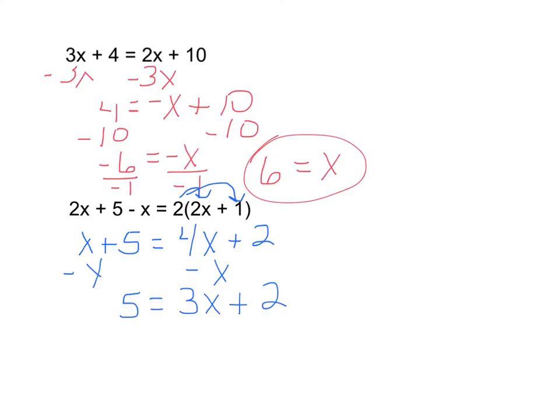And then I'm going to get rid of my numbers from the other side, so the minus 2, because my goal is to always get x by itself. 3 equals 3x. At this point, I'm going to divide both sides by 3, because that's the number in front of x, leaving me x equals 1.